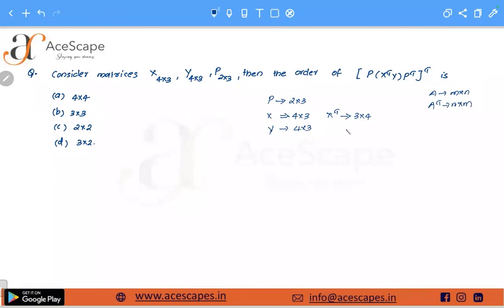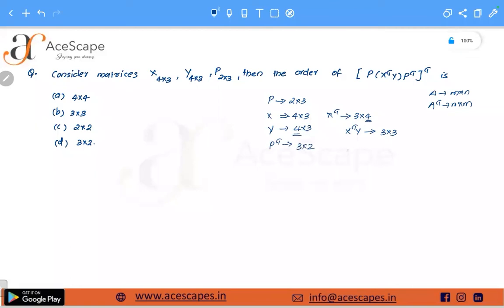So what will be the product X transpose into Y? Is it possible? Yes, because X transpose has 4 columns and Y has 4 rows. So the size of the matrix will be 3 by 3, right? 3 by 4 into 4 by 3, the result will be 3 by 3. And what is the size of P transpose? P is of size 2 by 3, so P transpose is of size 3 by 2.